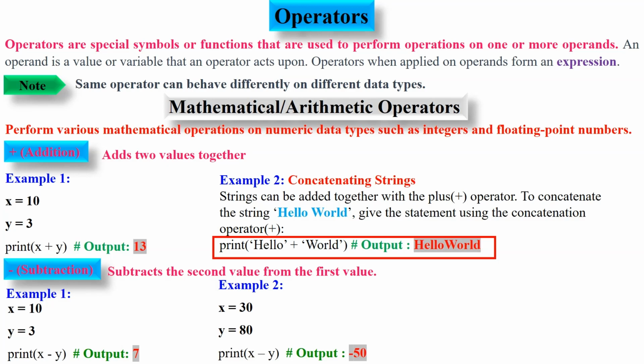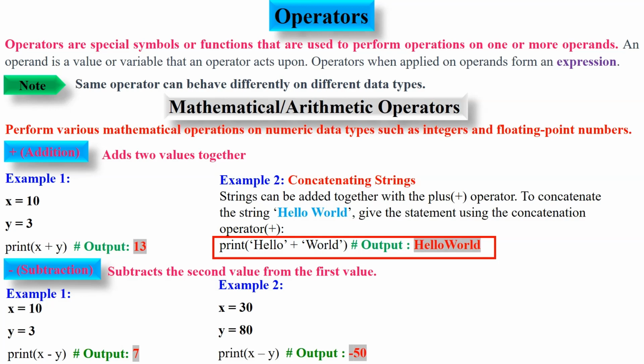First one is the mathematical or arithmetic operators, which are used to perform various mathematical operations on numeric data types such as integers and floating point numbers. These operators include addition, which adds values together. In example 1, we first assign the value 10 to the variable x, and then assign the value 3 to the variable y. After that, we use the print function to output the sum of x and y, which is 13, as output.